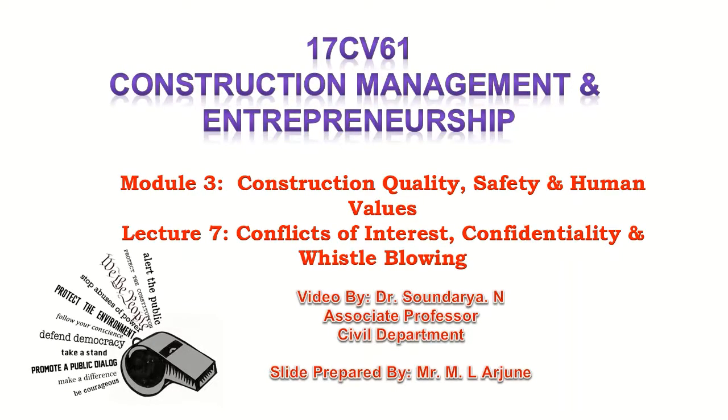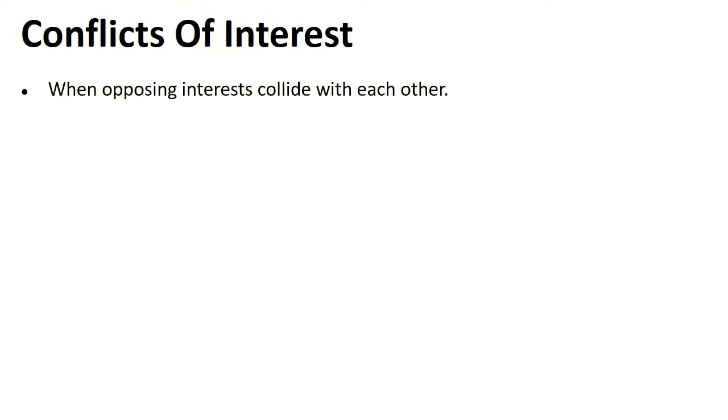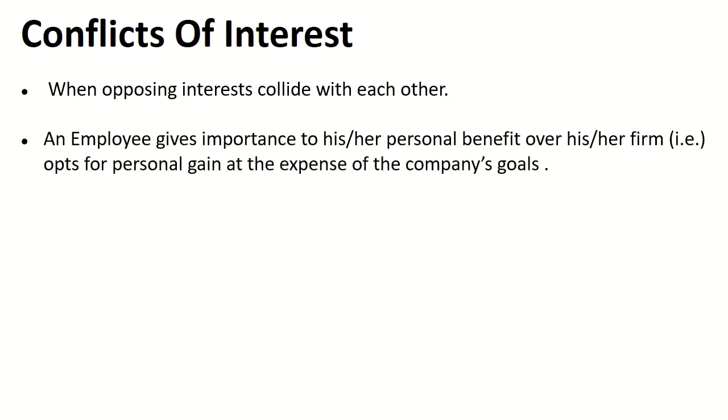The topic for this video is conflicts of interest, confidentiality and whistleblowing. Conflicts of interest. When two opposing interests collide with each other, it is called conflicts of interest. When an employee gives importance to his or her personal benefit over the firm where he is working, and opts for personal gain at the expense of the company's goal, it is called conflicts of interest.